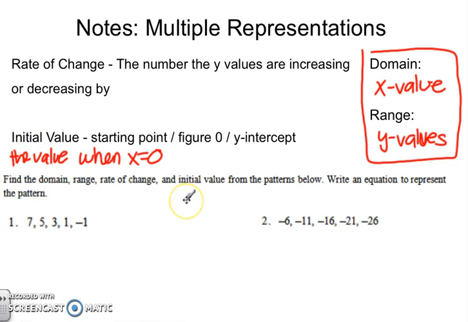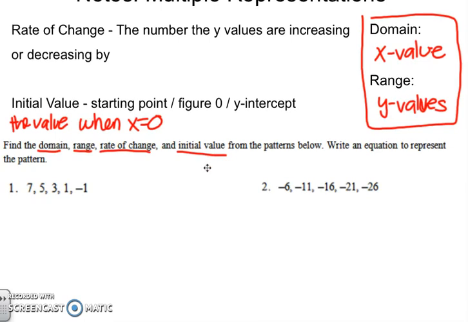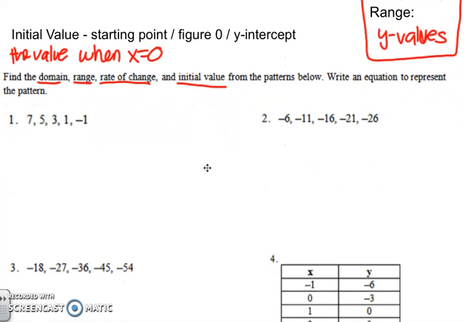All right. In multiple representations, the directions just want you to find the domain, range, rate, and initial value. So I want to find those four vocab words for the patterns below. Number 1 and number 2 and number 3, they are called sequences. So a sequence is just a number separated by a comma. Notice that you only have one set of numbers in a sequence. So you're going to have to say this is my first number, my second number, my third number, my fourth number, and my fifth number to get two sets of numbers up there.